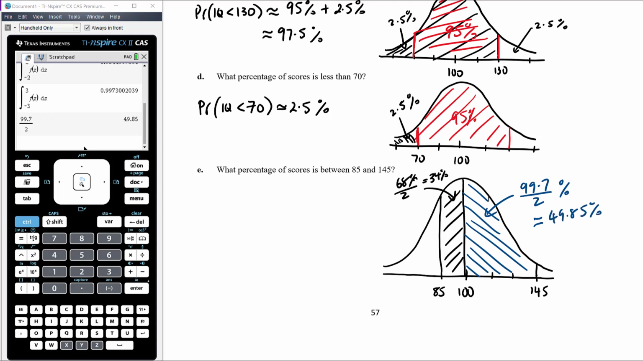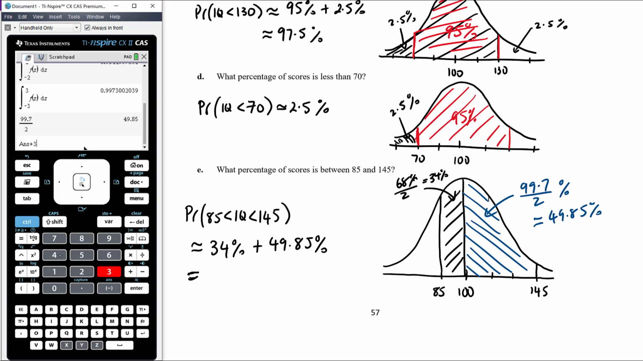49.85%. Okay, and so therefore, the probability that an IQ score is between 85 and 145 is going to be approximately 34% plus 49.85%, which is half of 99.7. So if I add 34 onto this, it's going to be approximately 83.85%. Okay, so using various symmetries to calculate what you're after.